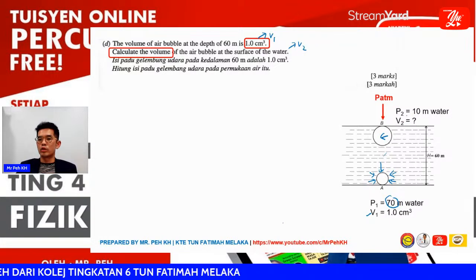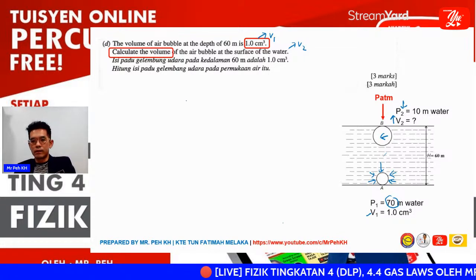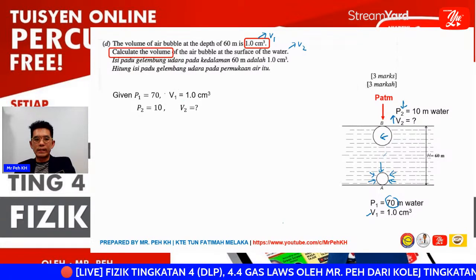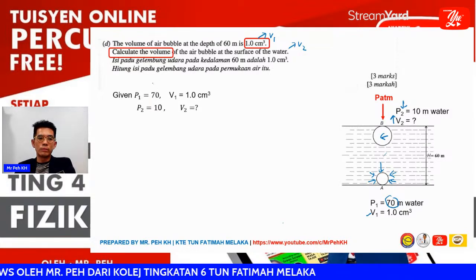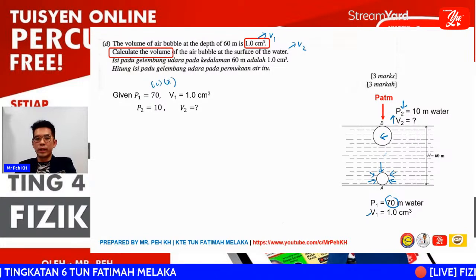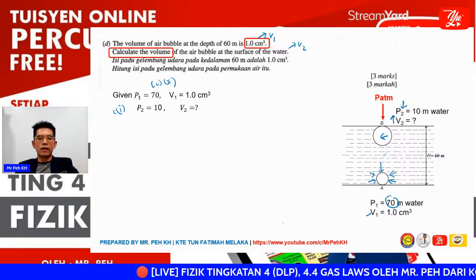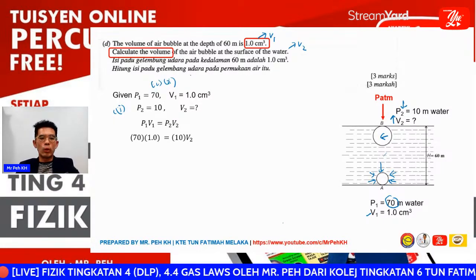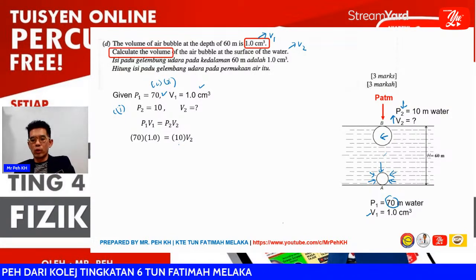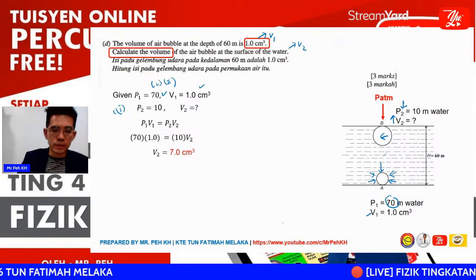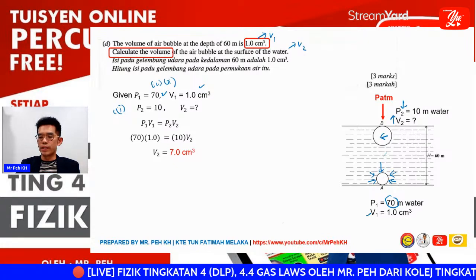We expect it to be bigger, because when pressure is lower, V will be greater according to Boyle's law. The question here is an application of Boyle's law. P1 is not given now; you get the answer from the earlier part, 70 and 10. So we just substitute into the formula P1V1 equals P2V2. 70 times 1 equals 10 times V2. So we get V2 equal to 7.0 cm cube. This is how we apply Boyle's law in this question.